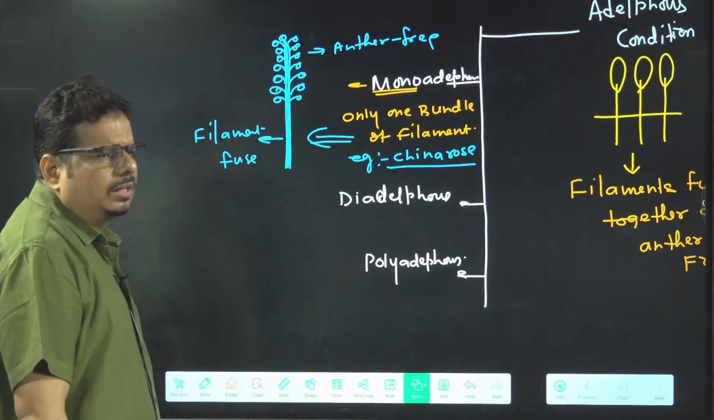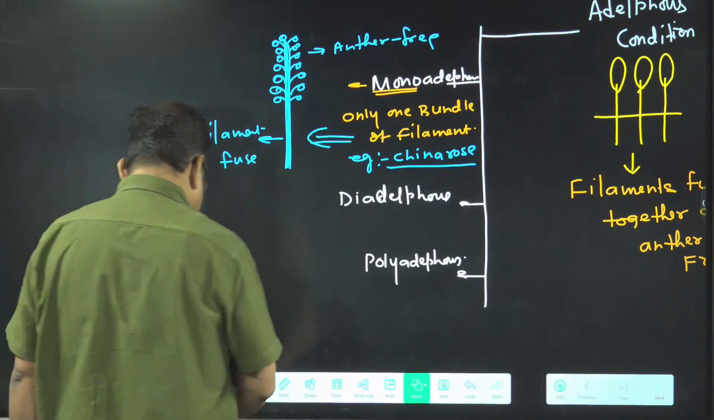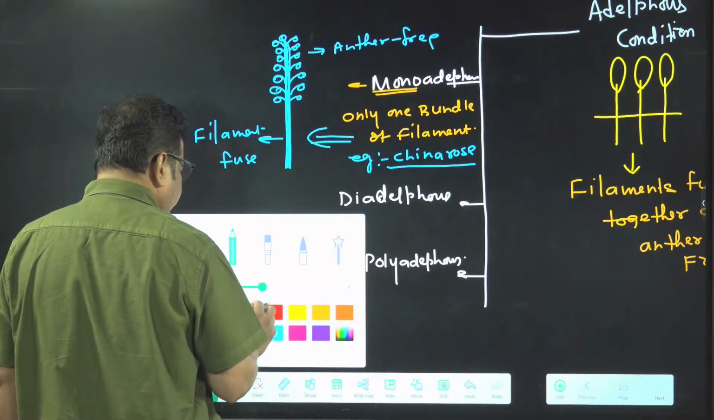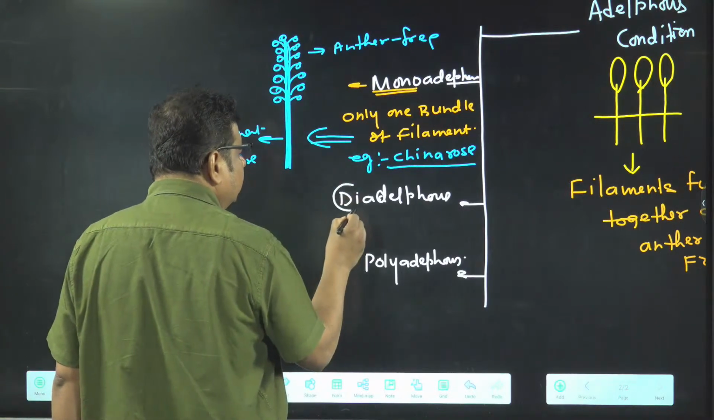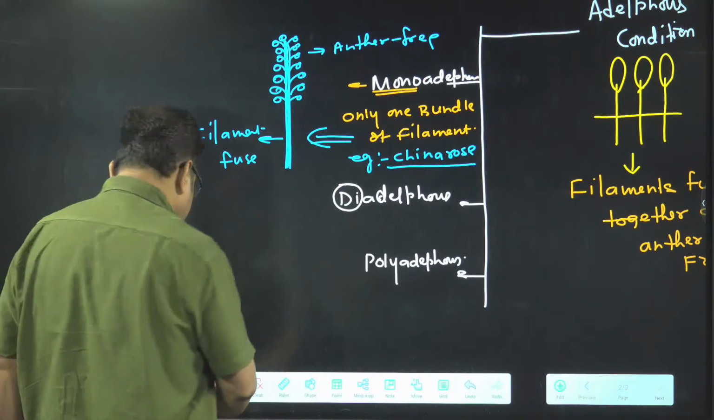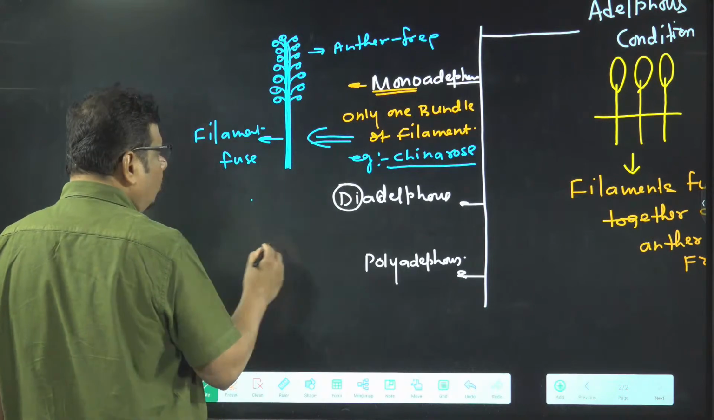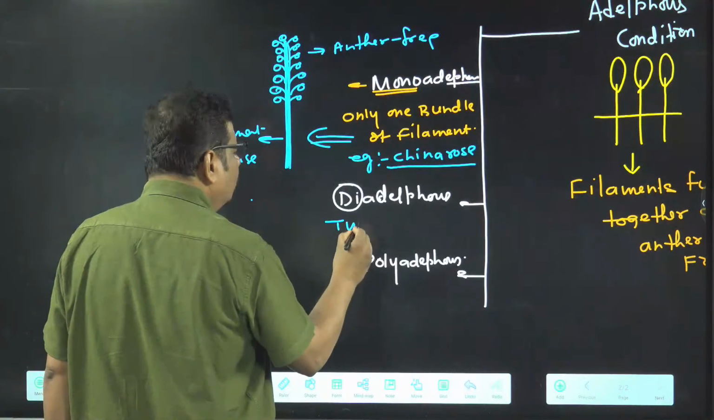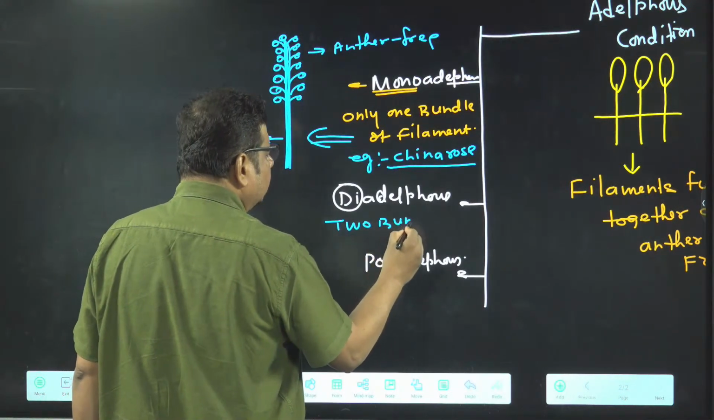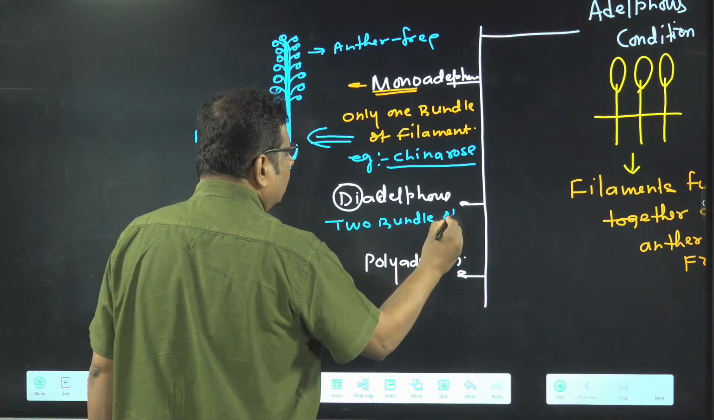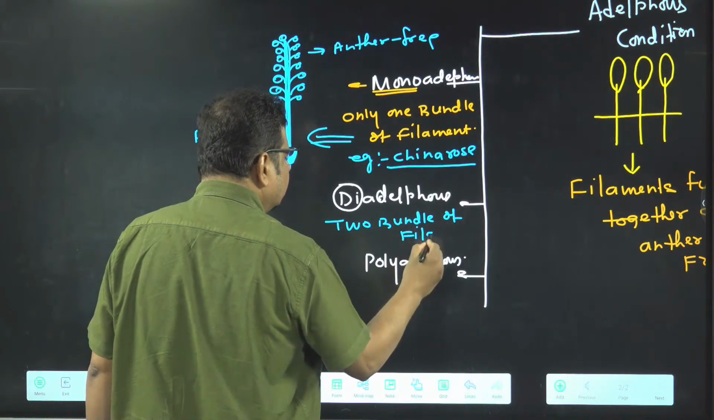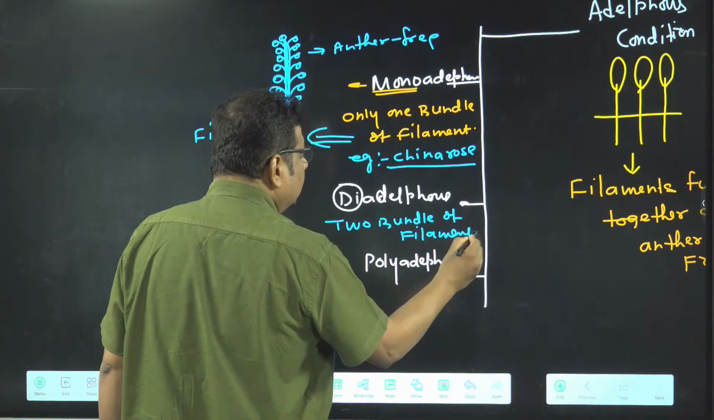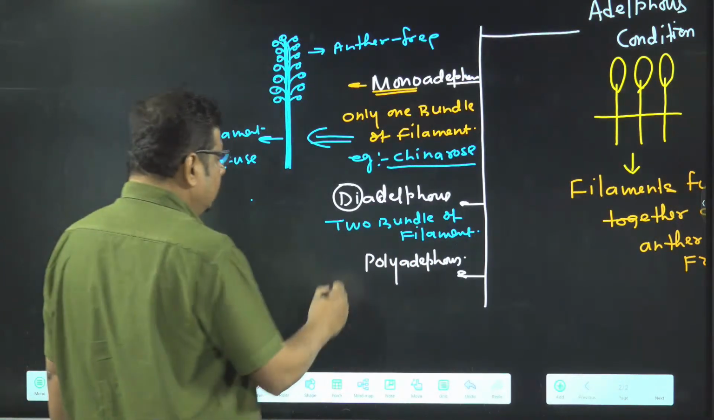Now we are going to deal with diadelphous. It's very clear from the name. Diadelphous. How many bundles? Two bundles. Two bundles of filaments. Is it clear? Two bundles of filaments are there.